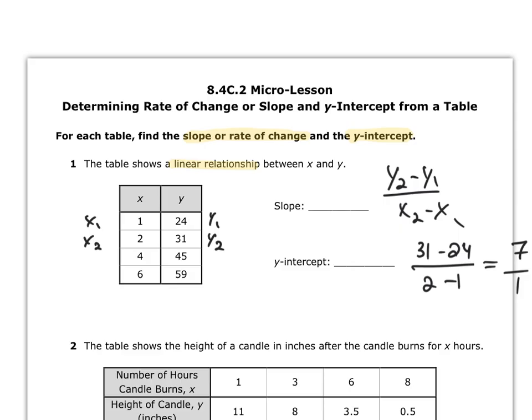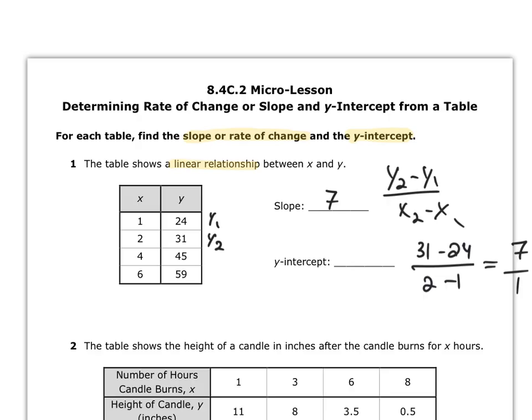I could go ahead and write that down. I don't need to write the 1 in the denominator. It's sufficient to just write the 7. But that 1 does have meaning because it tells me that when I go up 7, I'll be going over 1.